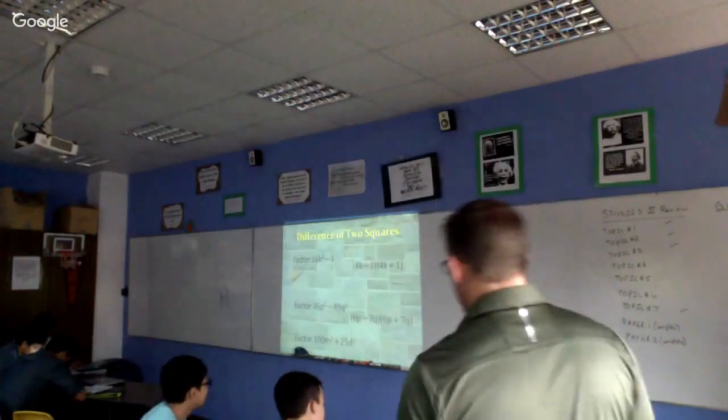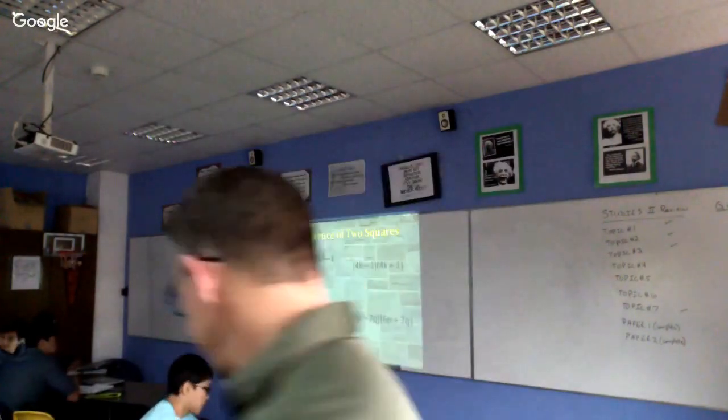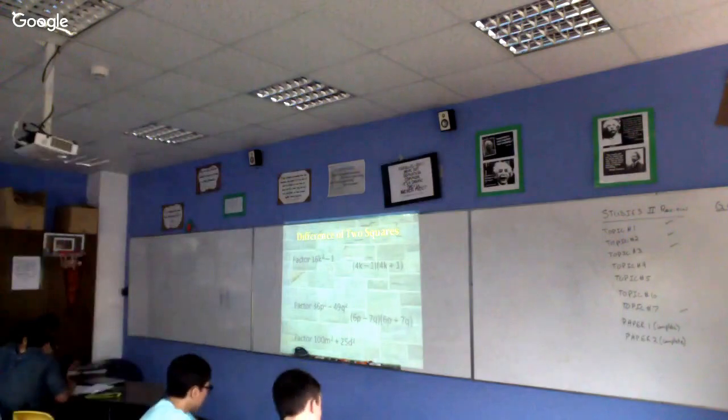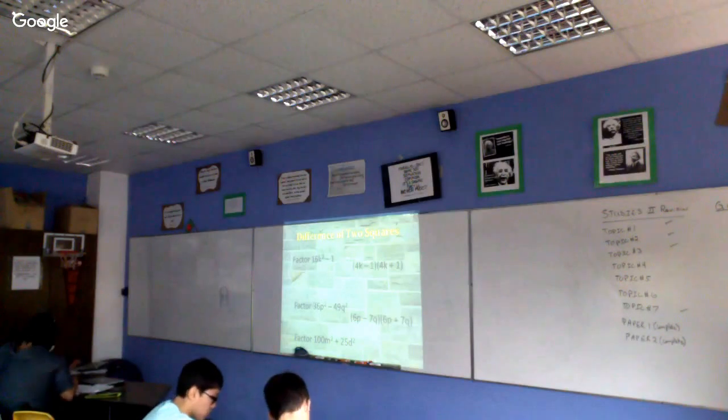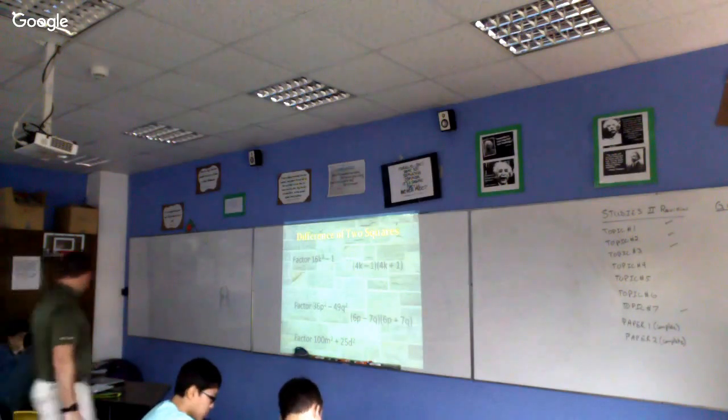Okay. Factor 100m squared plus 25b squared. So just do it. We don't need to talk about it right this second.